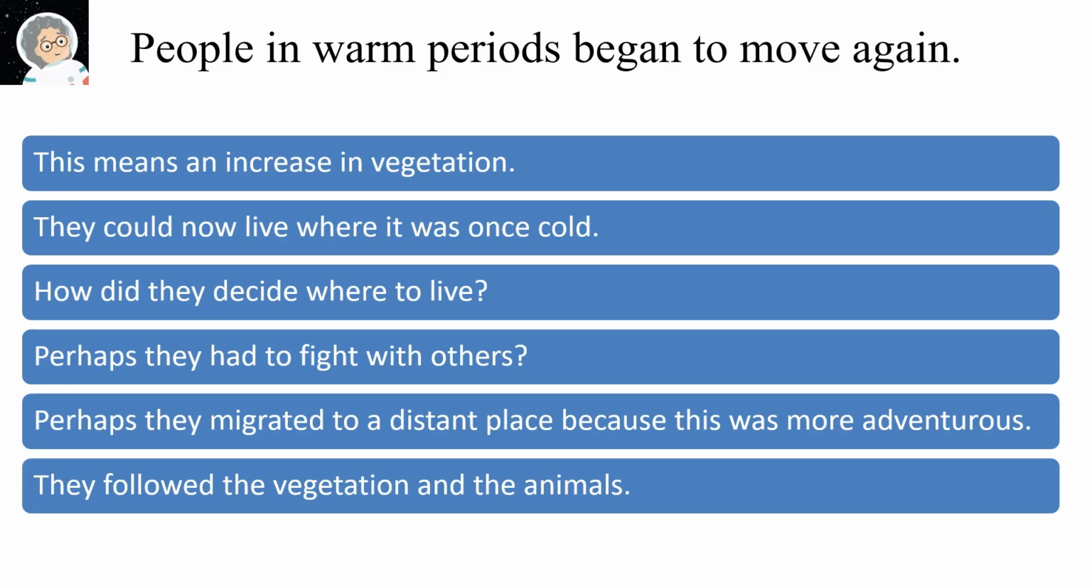People in warm periods began to move again. This means an increase in vegetation. They could now live where it was once cold. How did they decide where to live? Perhaps they had to fight with others. Perhaps they migrated to a distant place because this was more adventurous. They followed the vegetation and the animals.